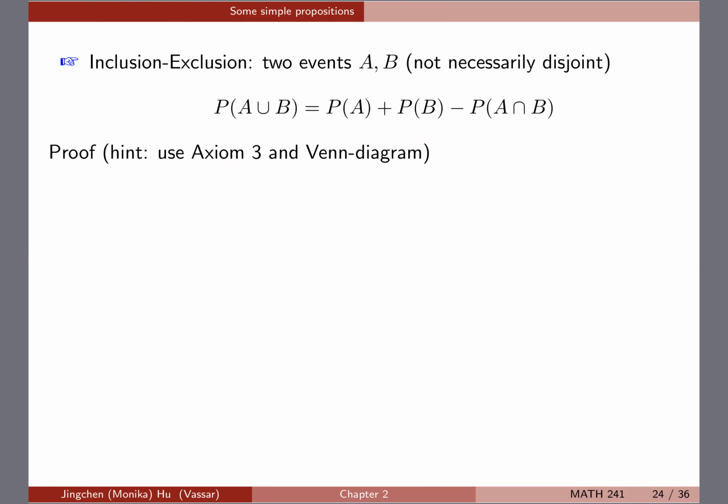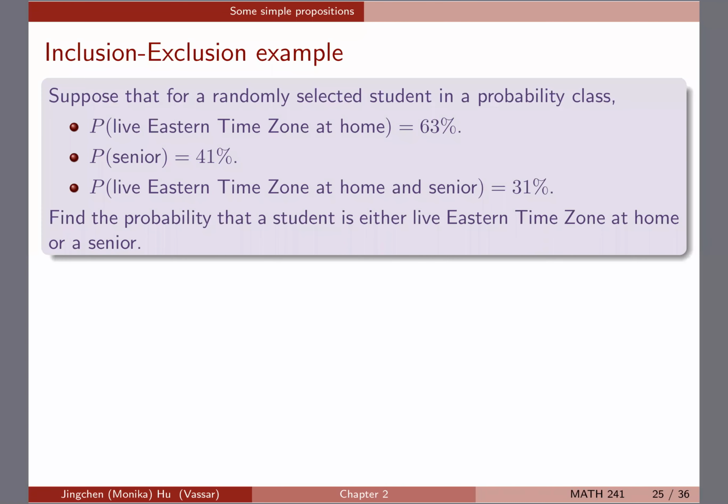Lastly, the inclusion-exclusion proposition. If you have two events A and B, they are not necessarily disjoint, meaning that you can have an intersection between the two. Then for the union event, A union B, the probability of that will be the probability of A plus the probability of B minus the probability of the intersection of the two events, A and B. This is the third important proposition we're going to prove in class as well, and we're also going to look at an example in class.